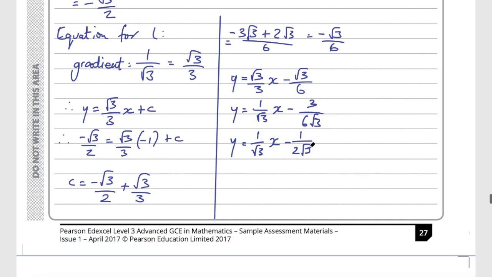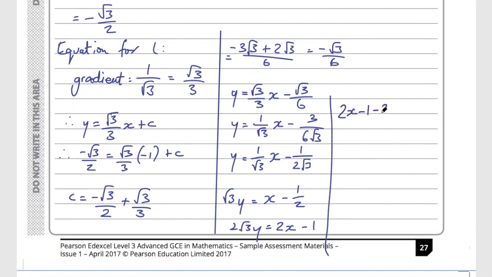root 3. And then if I multiply everything by root 3, I get root 3y equals x minus a half. And then if I multiply everything by 2, I get 2 root 3y equals 2x minus 1. And then if I just rearrange this so that everything is on the left hand side, I get 2x minus 1 minus 2 root 3y equals 0. And that is the equation that we're looking for.